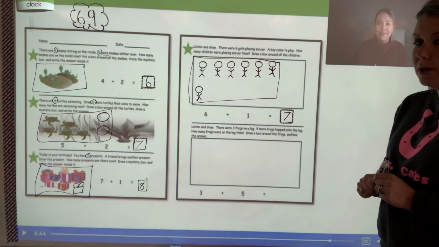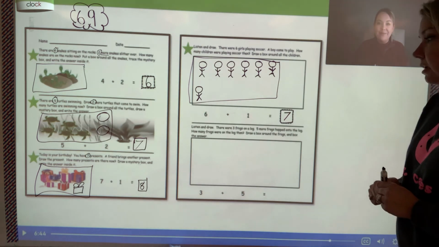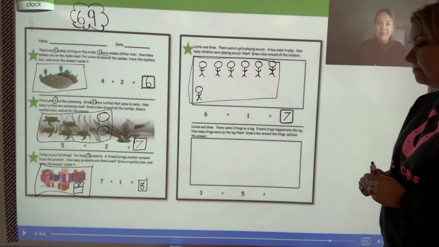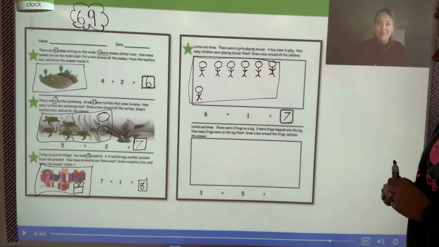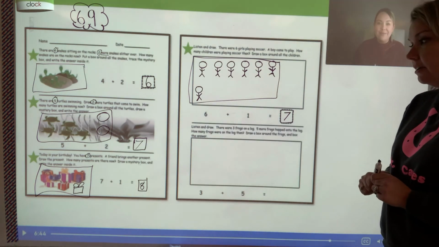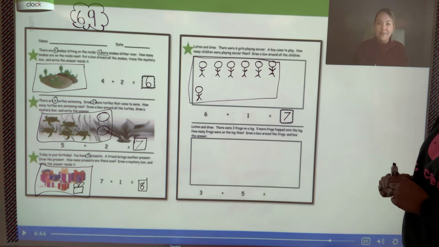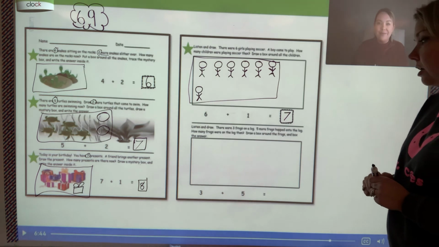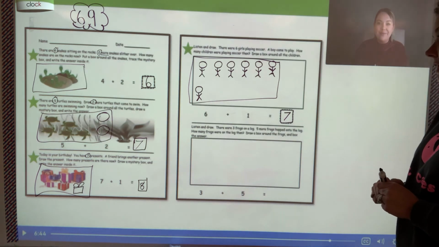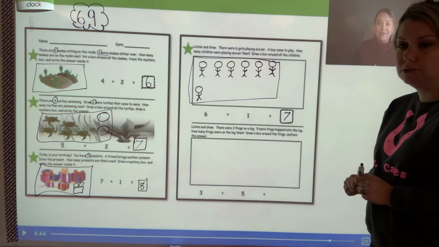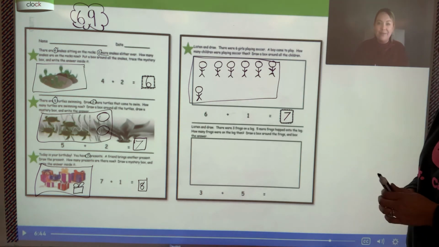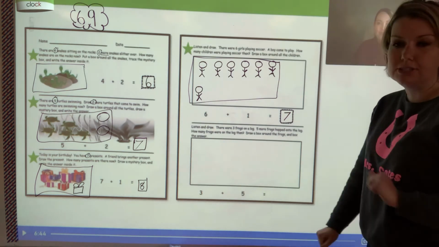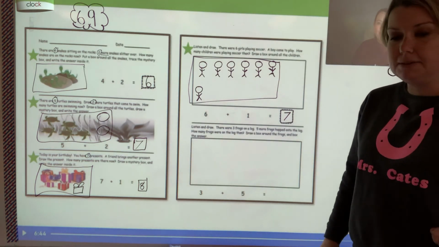I'm going to read that one last time. There were 3 frogs on a log. 5 more frogs hopped onto the log. How many frogs were on the log then? Draw a box around the frogs and a box around your mystery answer. We're not going to go over that one because you're going to do it all by yourself and submit it to me.